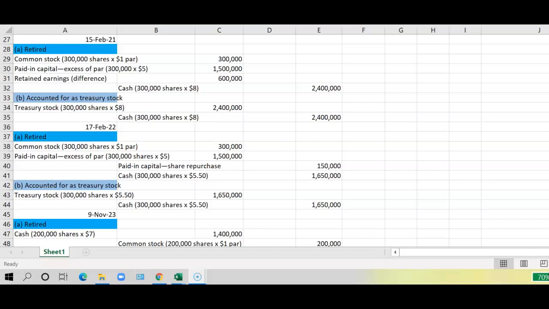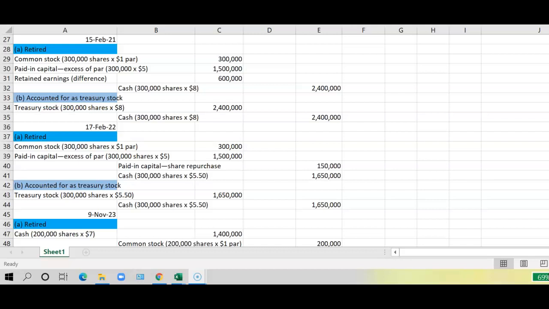And as you can see in the first journal entry, February 15th, they paid more to reacquire their shares than they actually received when the shares were sold. That resulted in a debit to retained earnings. Now, when the actual purchase price of the shares on February 17th is $5.50, it's less than the original purchase price, and the difference would be credited to paid in capital shares repurchased.